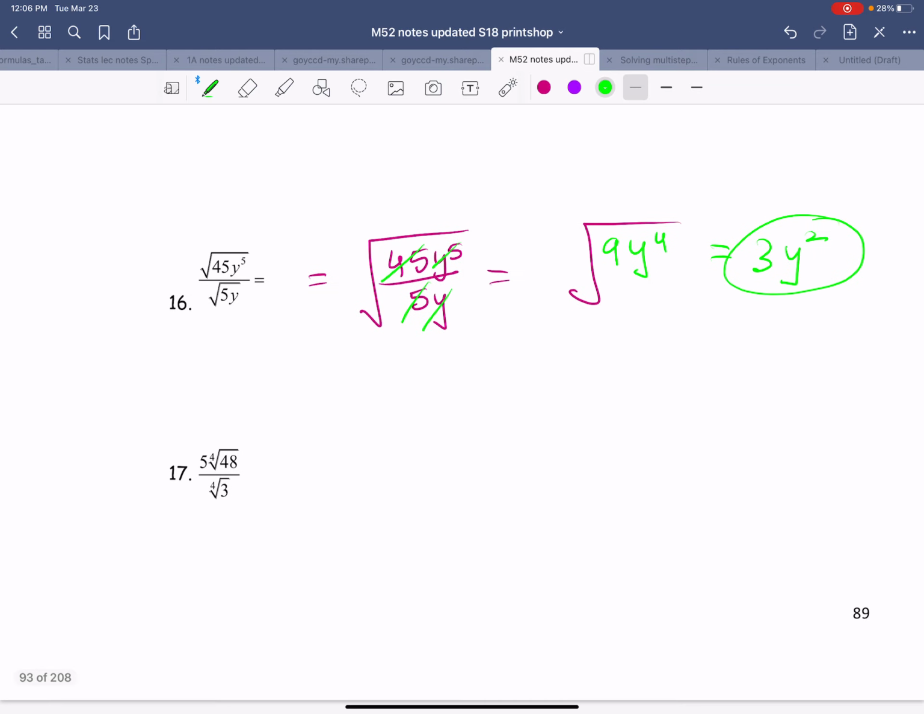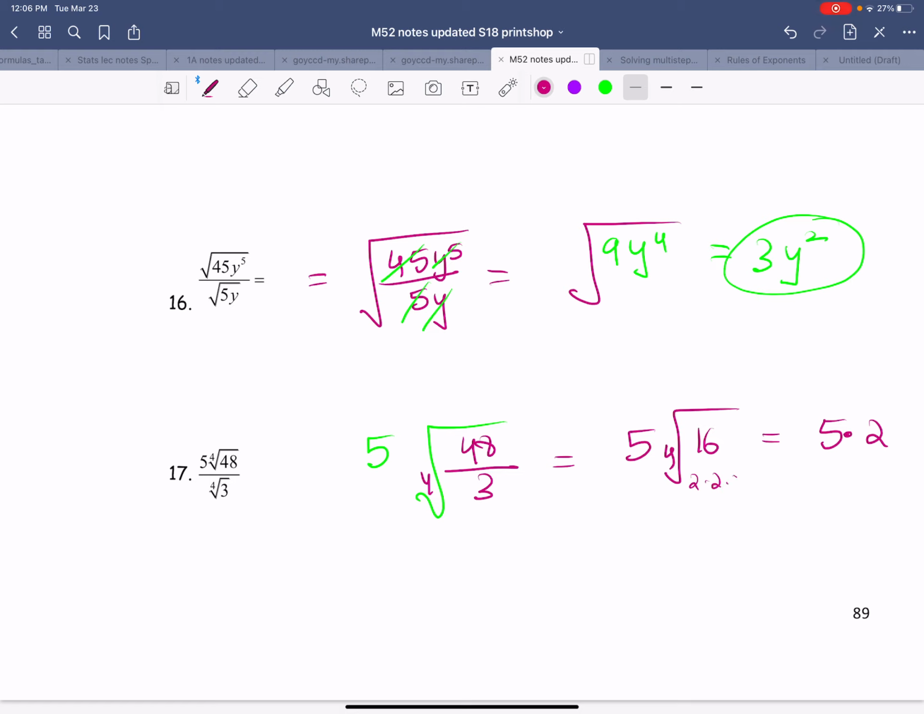Next example, number 17. Again, I have a 4th root in the numerator and 4th root in the denominator. I'm going to write it as a single fraction, 48 divided by 3, which is going to be 4th root of 16. And 4th root of 16 is 2, because 2 times 2 times 2 times 2. For 4 2's inside, I can pull one out.